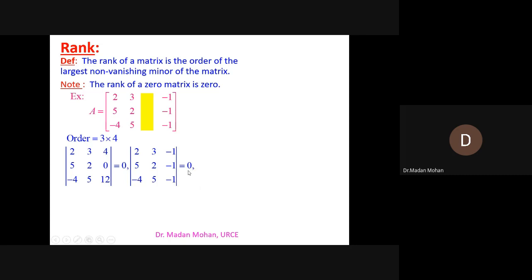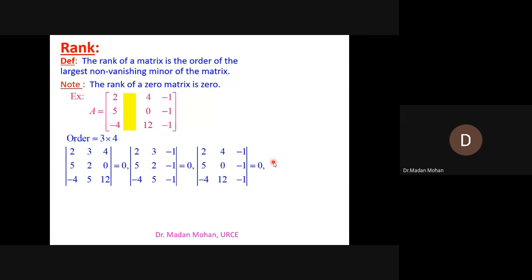But I require a non-vanishing minor. I need the largest non-vanishing minor. So it also vanished. Now I have one more chance. I can remove the second column. Now take these 3. I calculate the determinant of this one. Again 2 into 0 plus 12, minus 4 into minus 5 minus 4. I calculated it. The answer here is also 0. It also vanished.